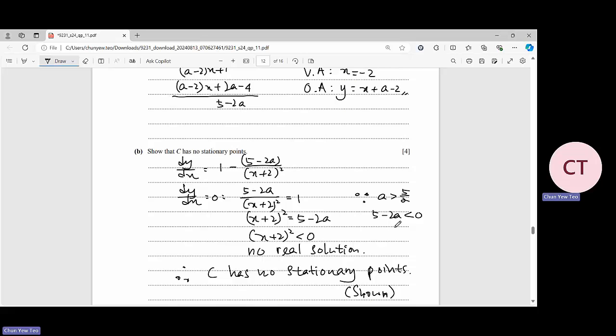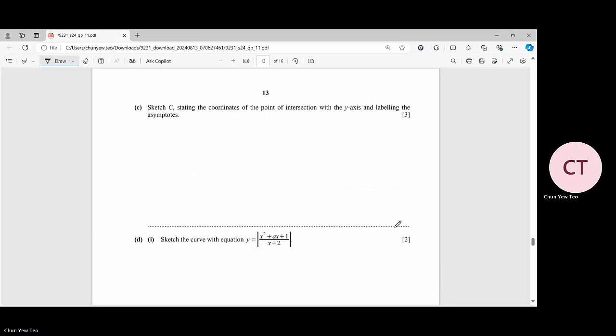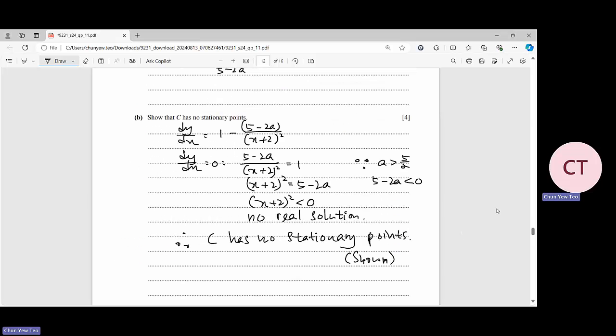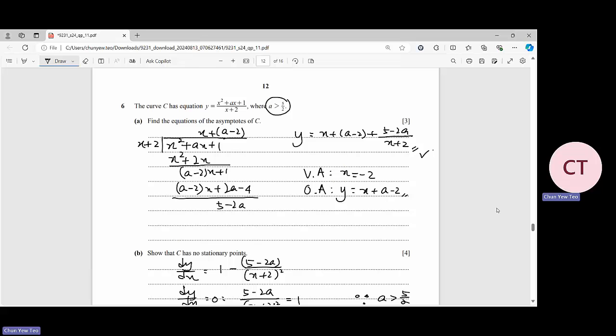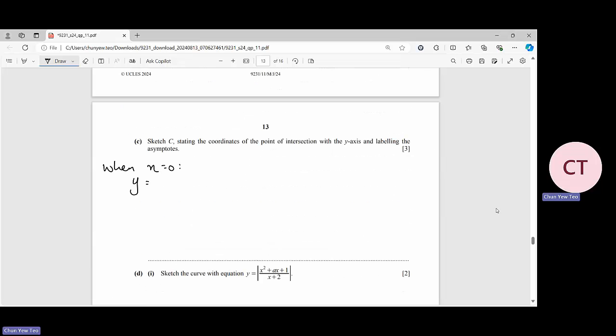Okay, so now we move on. Sketch C, stating the coordinates of the points of intersection with the axes and labelling the asymptotes. Okay, so we want to find the intersection first when x is equal to 0. What is y? Over here, you just let x equal to 0, and y is a half.